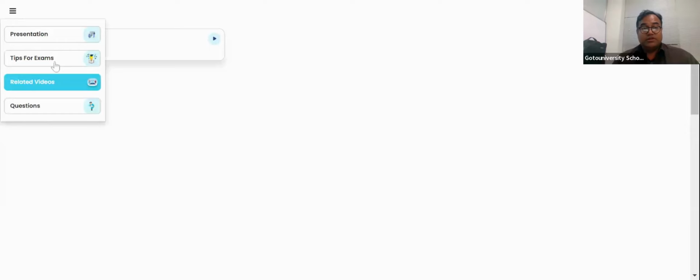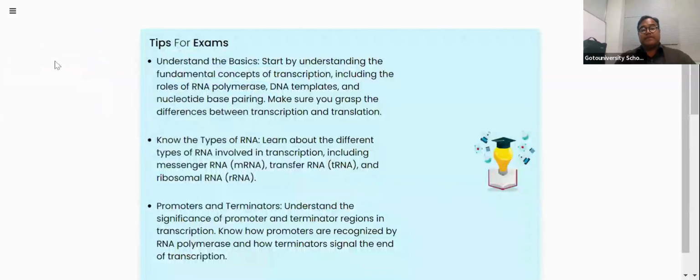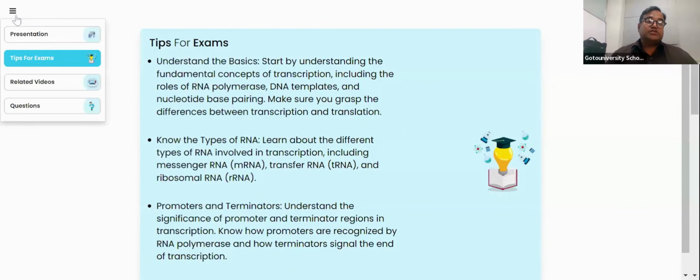in our GTU portal, Gotouniversity portal, tips for exam. Understanding all the basics and terminology and enzymes and many sub-steps with the diagram along with the labeling is very important. That is the tip for the exam. How the promoter works, how the terminator works, how the enzyme works, how the sigma factor works. If they ask questions like this, you can bring all the concepts very carefully.